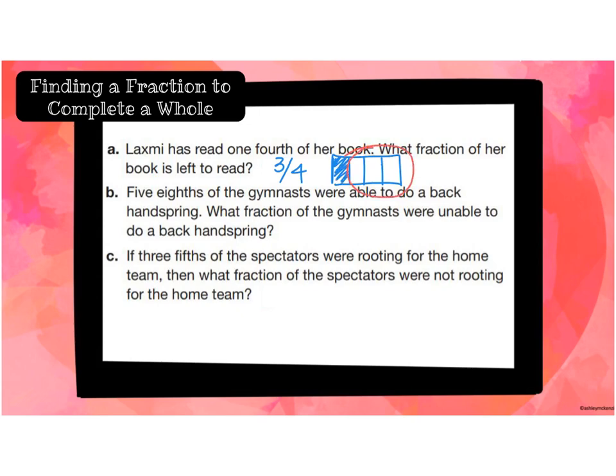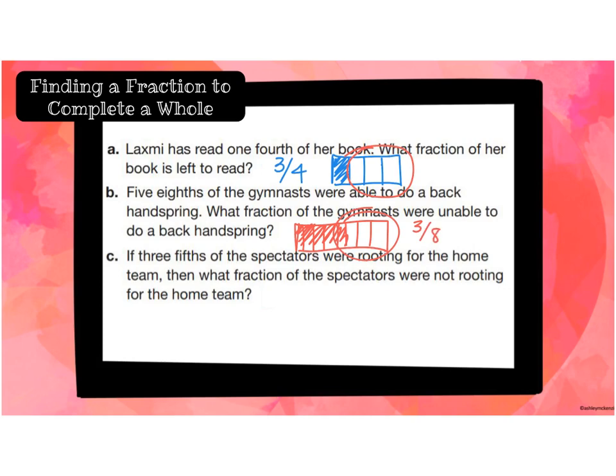5/8 of the gymnasts were able to do a back handspring. What fraction of the gymnasts were unable to do a back handspring? 3/8. Yes, again, if you need to draw yourself a picture, I am all for pictures, guys. So you would shade in 5/8. What do you have left? The 3/8.